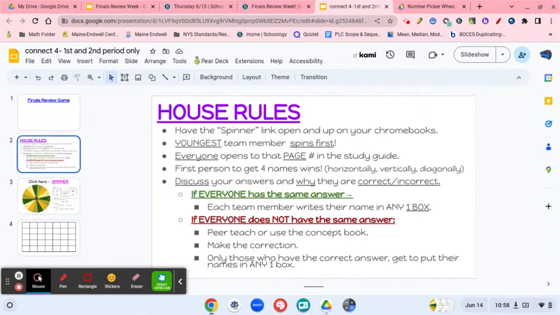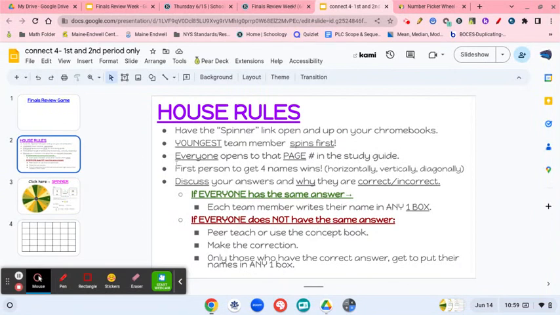So Heath, what are you talking about? Whenever you spin it, the youngest person on your team is going to spin first. This is going to tell you the page number. So everyone opens up to that page number that you spin. The first person to get 4 names in the boxes wins. So let me talk about this. You discuss your answers and why.